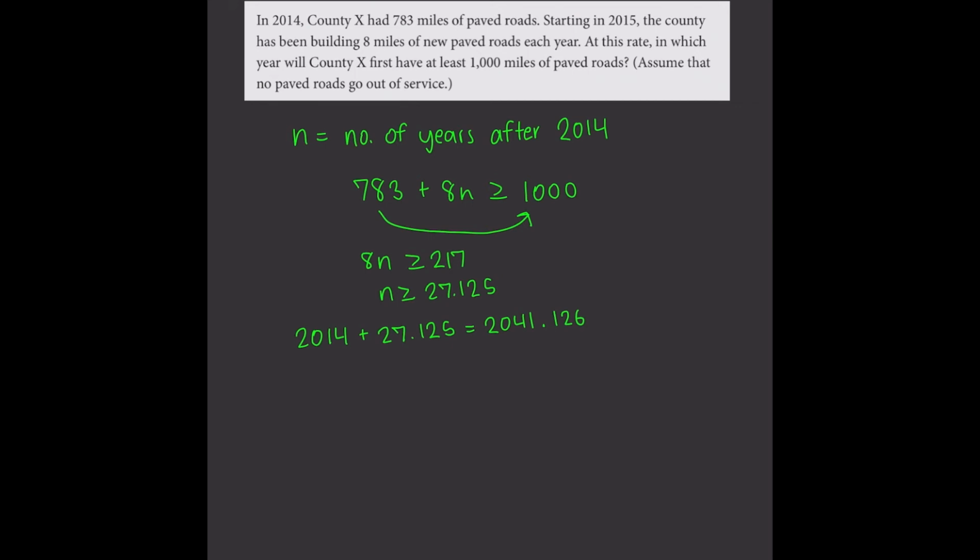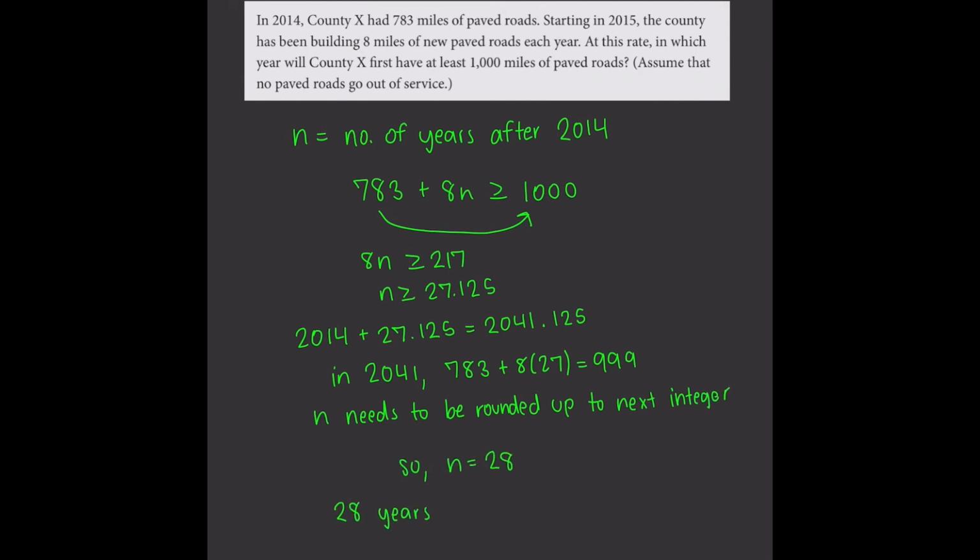The least value of n that satisfies 783 plus 8n is greater than or equal to 1000 is 27.125, but the year 2014 plus 27.125 would equal 2031, which does not make sense. Therefore, n should be rounded up to the nearest integer of 28. Therefore, the year that County X will first have at least 1,000 miles of paved roads is 28 years after 2014, which gives us 2042.